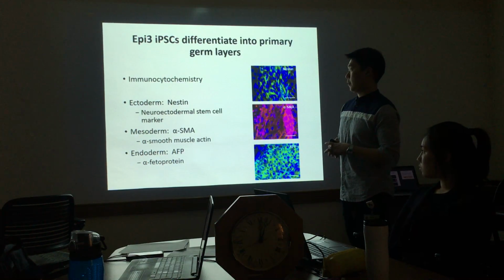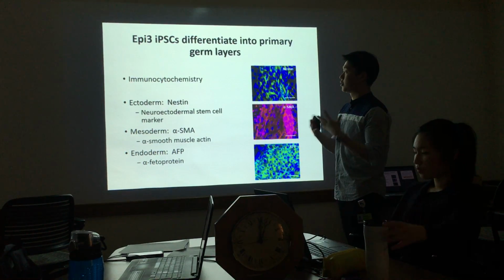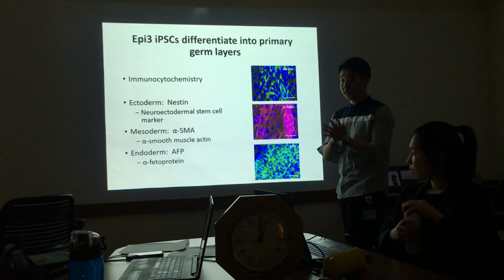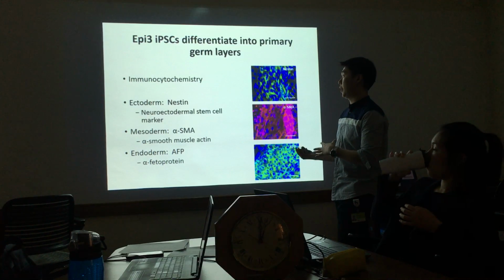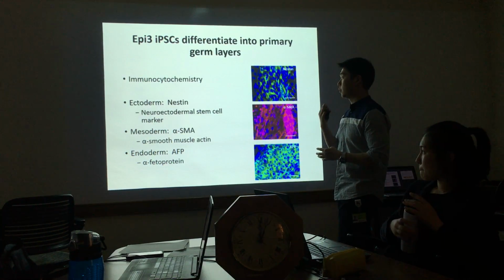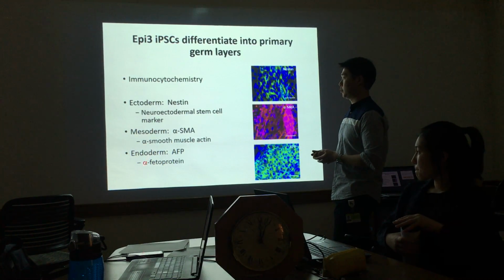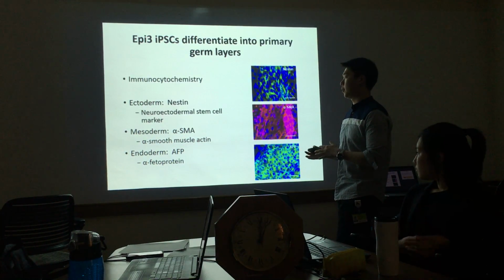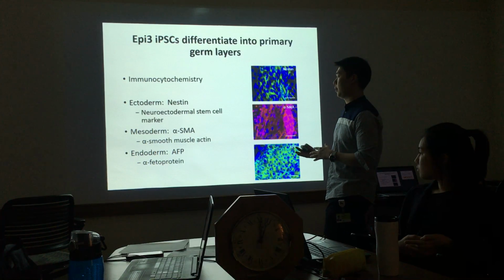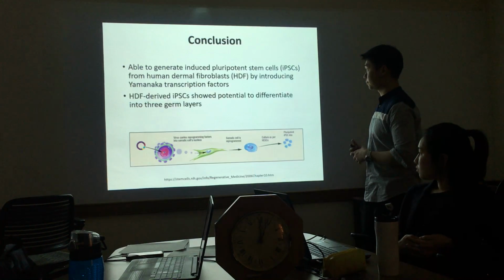Using immunocytochemistry, they were also able to determine that the EPI3, or the colony number 3 iPSCs, were able to differentiate into primary germ layers. The ectoderm, which was determined by Nestin, and the mesoderm, which was detected by alpha SMA, or alpha smooth muscle actin, and the endoderm, which was detected by AFP, or alpha fetoprotein.